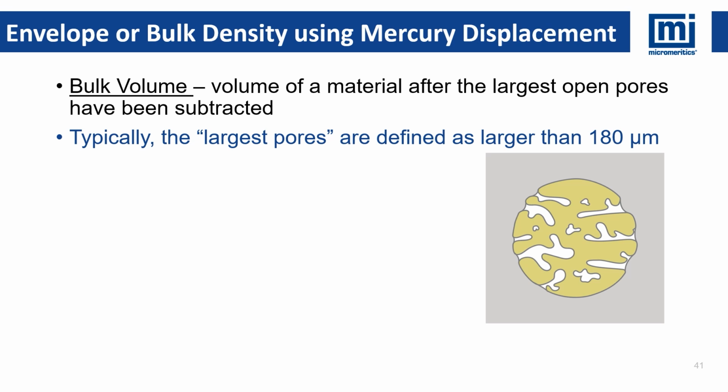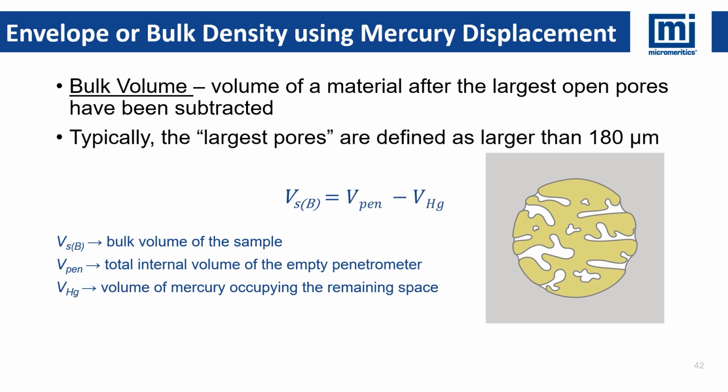And so we calculate the bulk volume of the sample by taking the known volume of the penetrometer and subtracting from it the volume of mercury that was used to fill the penetrometer without yet filling those remaining open pores. We determine that volume of mercury surrounding the sample by knowing the density of mercury from the temperature of the analysis and by knowing the mass of mercury that was added to the penetrometer containing the sample.